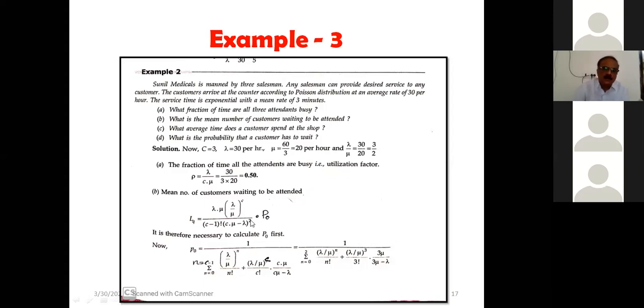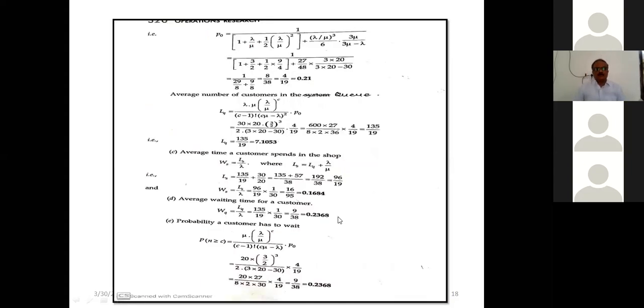So first thing is that the value of lambda is known, mu is known, C is known. Now we will have to find out the value of P0. How to find out the value of P0? That is also known to us. P0 is equal to 1 upon the summation of n equals 0 to n equals C minus 1, (lambda by mu) to the power n upon factorial n, plus (lambda by mu) to the power C upon factorial C, into C mu upon C mu minus lambda. So you will have to put the values of lambda, C, mu, and finally you will get the answer. You will work out at home how to find the value of P0. It is very simple, right?